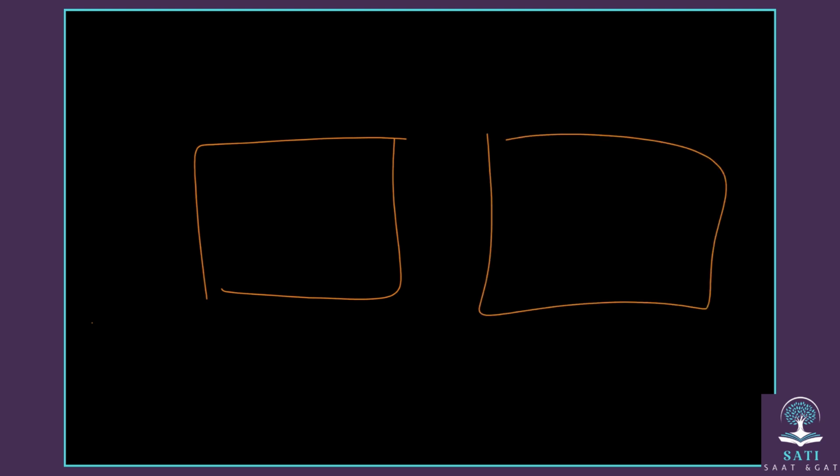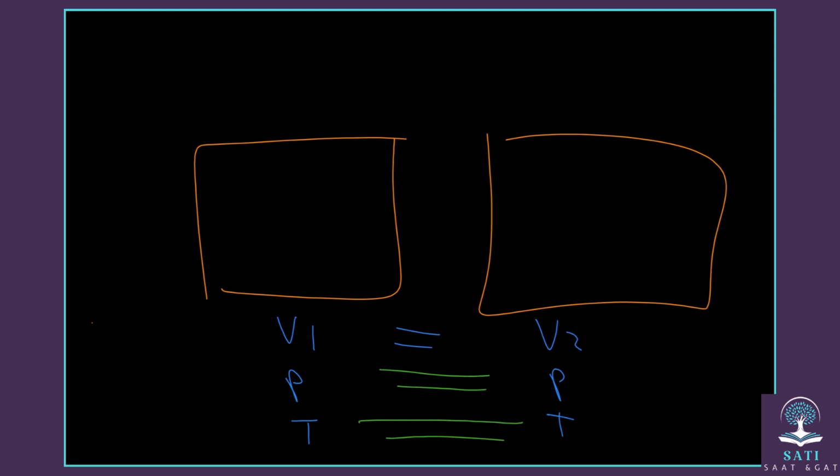Okay, now we have another idea. If I have here a container of gas and another container, and they have the same volume, this is V1 and this is V2, and they are equal. Both of them have the same pressure and the same temperature. So the pressure is equal and the temperature is equal. Okay.